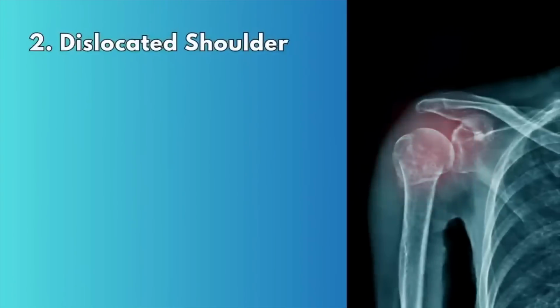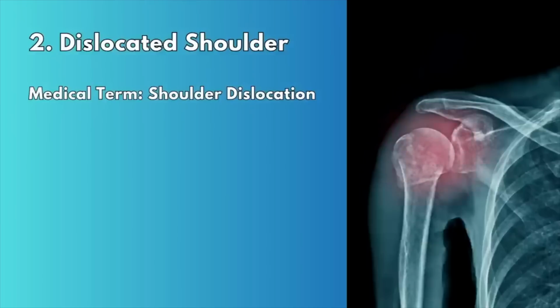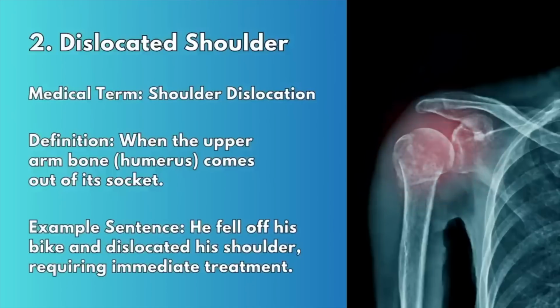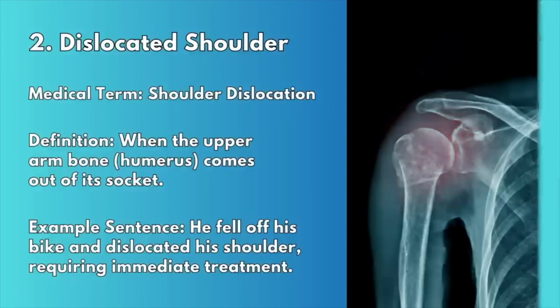Let's move on to dislocated shoulder. And the medical term is quite similar, shoulder dislocation. Our definition is when the upper arm bone, or the humerus, comes out of its socket. Our example sentence: he fell off his bike and dislocated his shoulder, requiring immediate treatment.